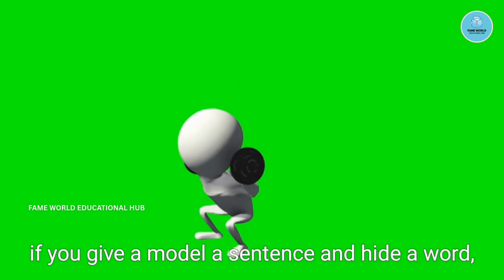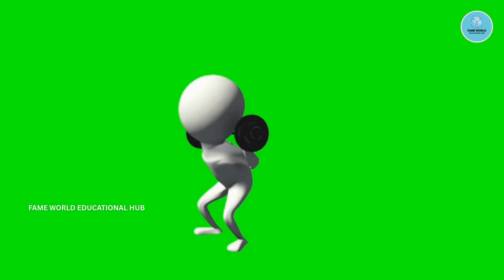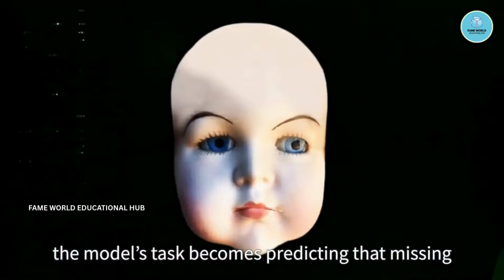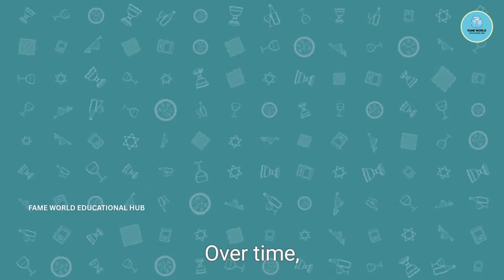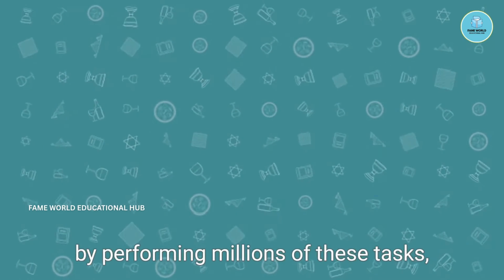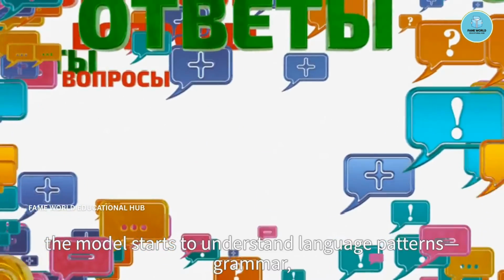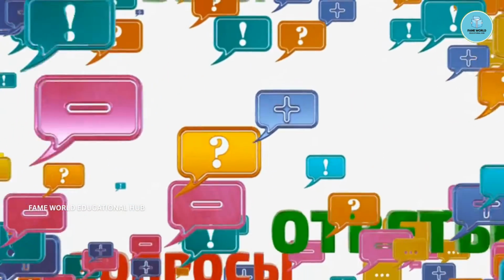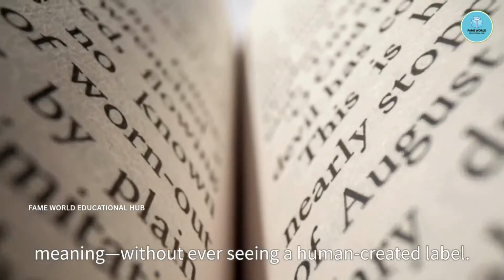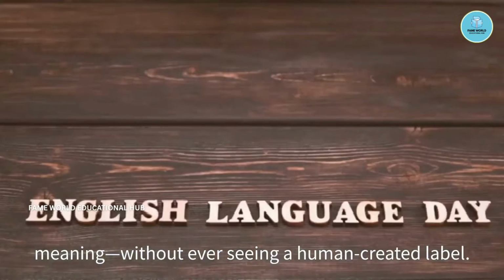For instance, if you give a model a sentence and hide a word, the model's task becomes predicting that missing word. Over time, by performing millions of these tasks, the model starts to understand language patterns, grammar, context, meaning, without ever seeing a human-created label.